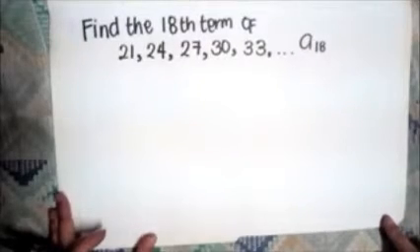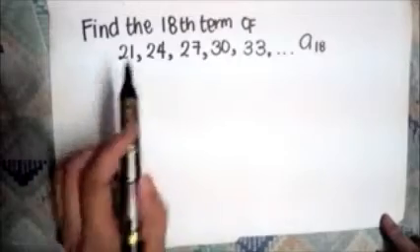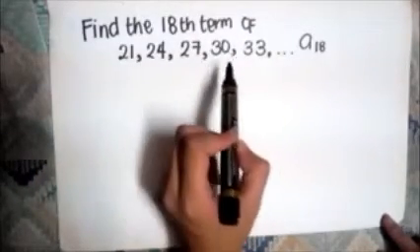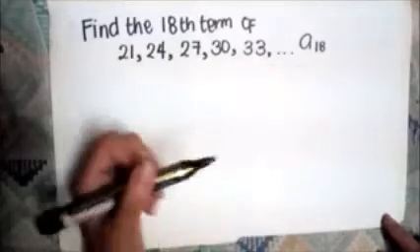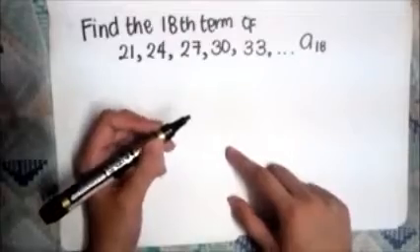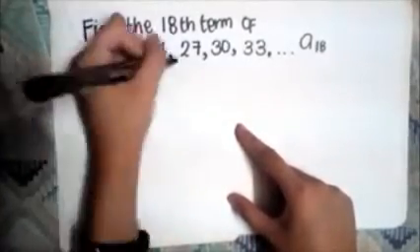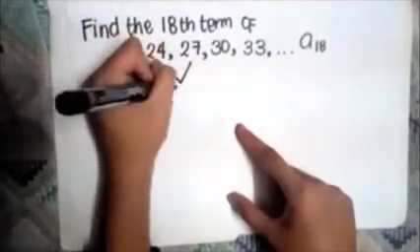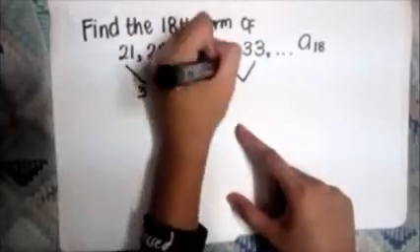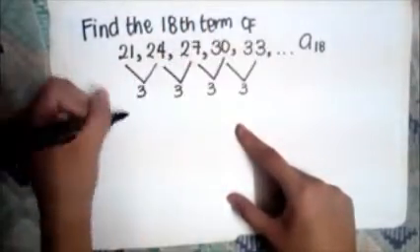And now we should use the general formula to solve this problem. Find the 18th term of 21, 24, 27, 30, 33, as it reaches a sub 18. So let's find the common difference. 24 minus 21 is 3. 27 minus 24 is also 3. 30 minus 27 is 3. 33 minus 30 is 3. So the common difference of the sequence is 3.